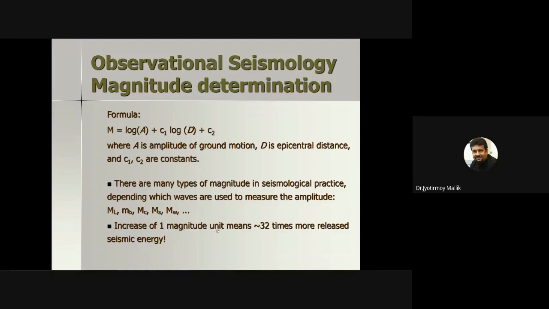An increase in one order of magnitude means 32 times more release of seismic energy. This is a very important statement to remember. Okay, so what it means, say for example, if I have a 5 magnitude earthquake happening tomorrow at Bhopal, and if we have a 6 magnitude earthquake happening tomorrow at Bhopal, the seismic energy that will be released, or acoustic energy that will be released, is 32 times.